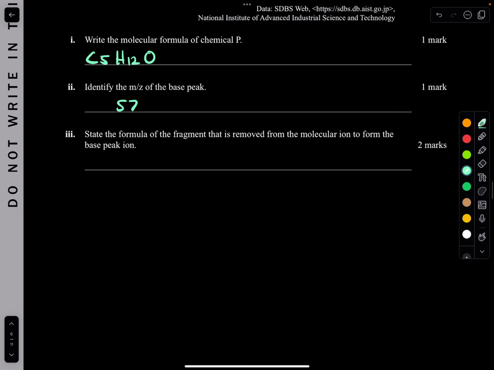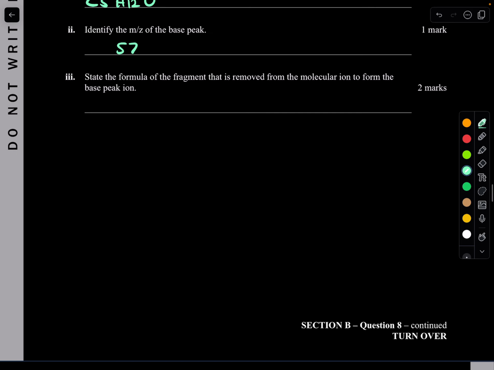State the formula of the fragment that is removed from the molecular ion to form the base peak ion. So be careful, it's the fragment that is removed. So it's going to be a radical. Think about it: if we have a molecular ion peak, remember it's already positively charged. When it breaks down and forms two other fragments, we get an actual base peak. So let's say this is our base peak, and it's positive.